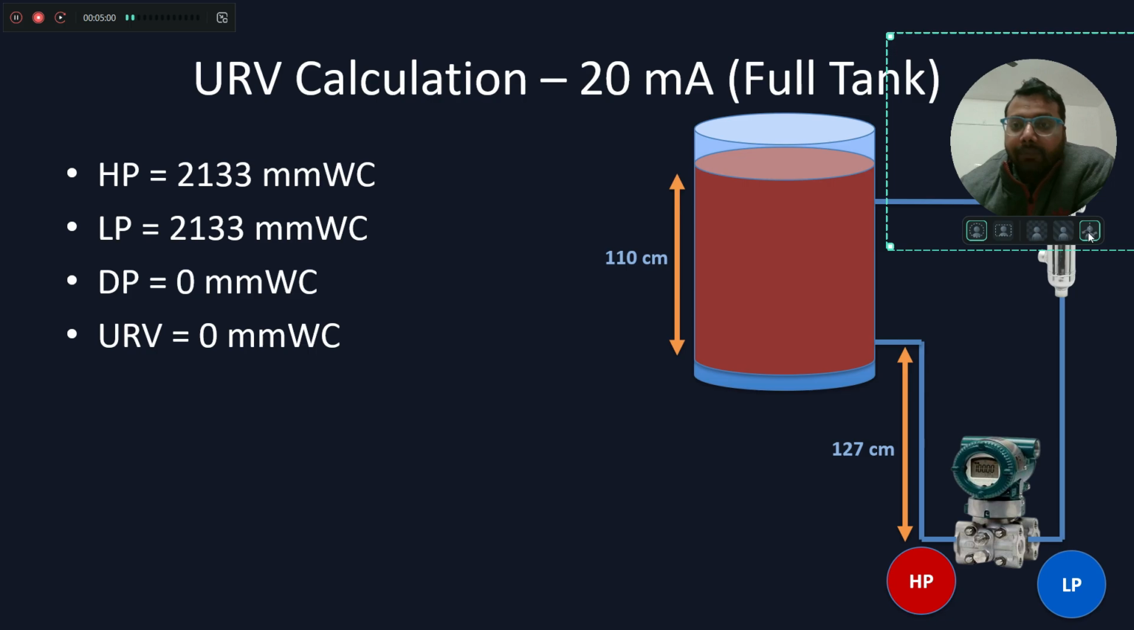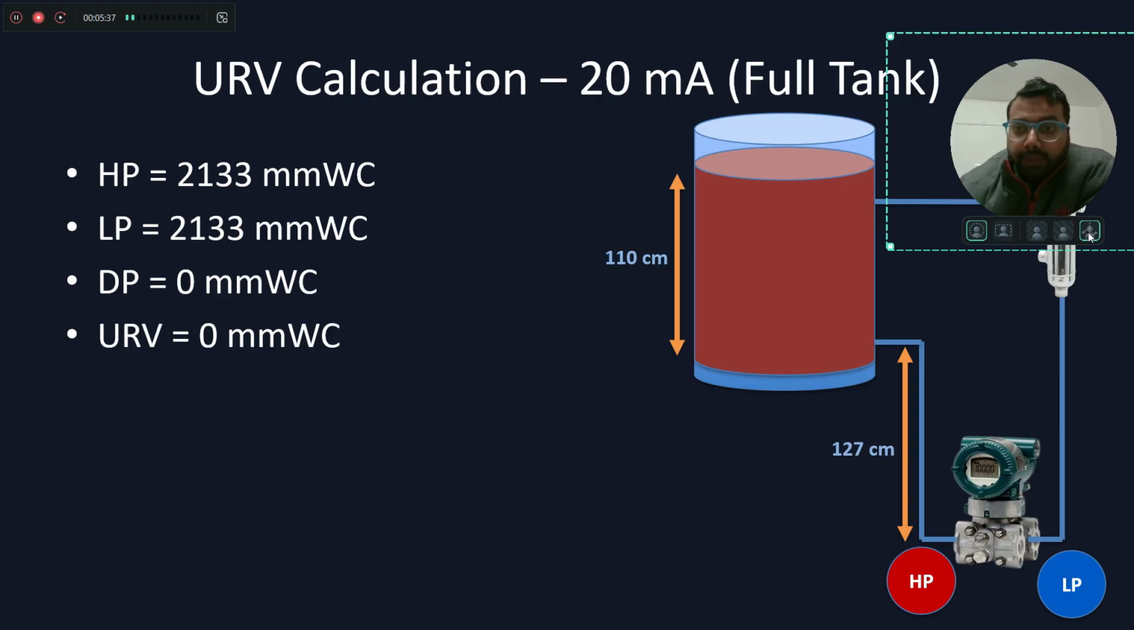For the HP, when the tank is full, the 127 centimeters plus 110 centimeters, the total head, is applying pressure in the HP tapping. So the total value is 127 plus 110 into 0.9, it will become 2133. The same is for the LP tapping, because the LP tapping we already filled up with the 100% tank level. So the same amount of head is also acting on the LP tapping, that is 2133. And the formula for finding the delta P is HP minus LP. So it becomes 0. So the URV becomes 0.